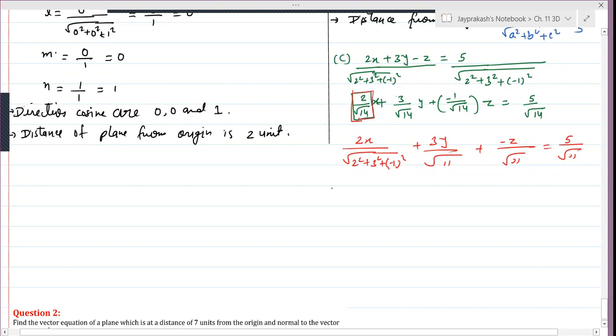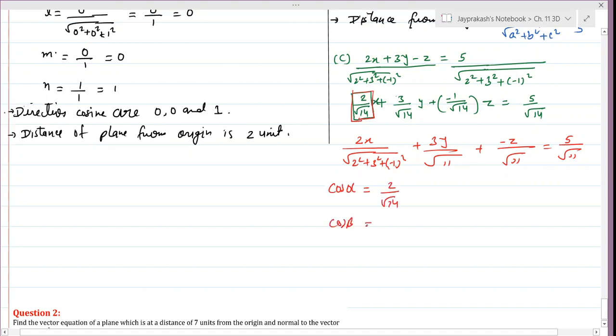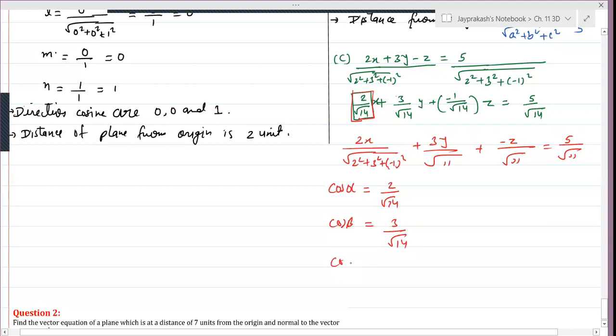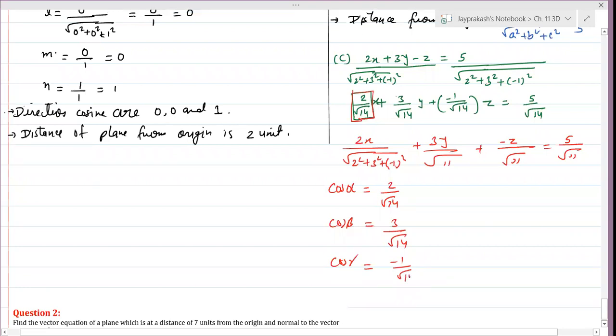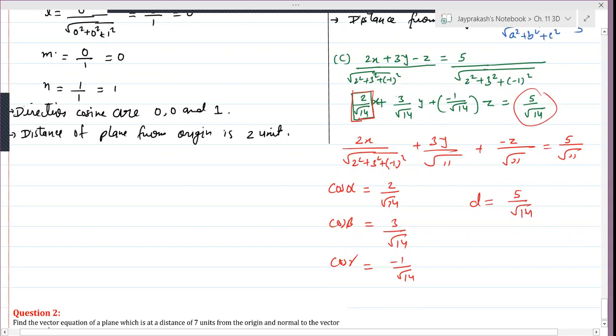It is the direction cosine. So direction cosine means cos alpha, that is 2 by root 14, then cos beta 3 by root 14, then cos gamma minus 1 by root 14. And this value is the distance of the plane from the origin, that is 5 under root 14.